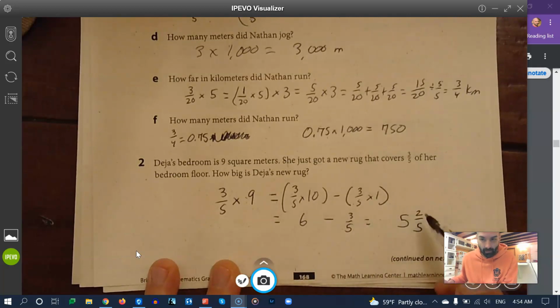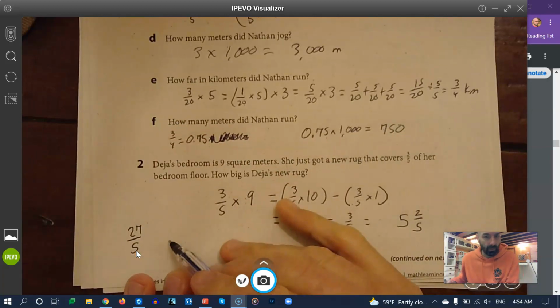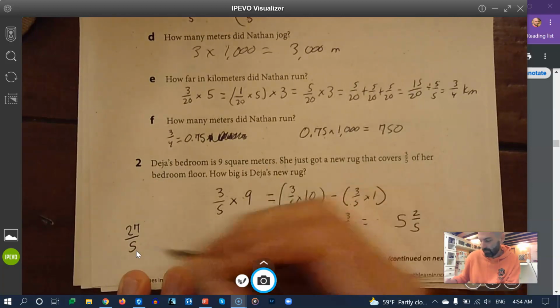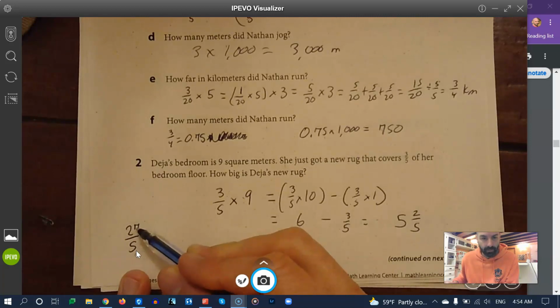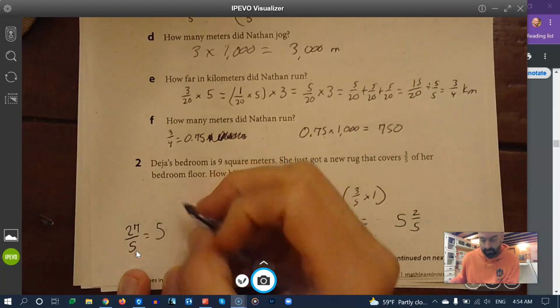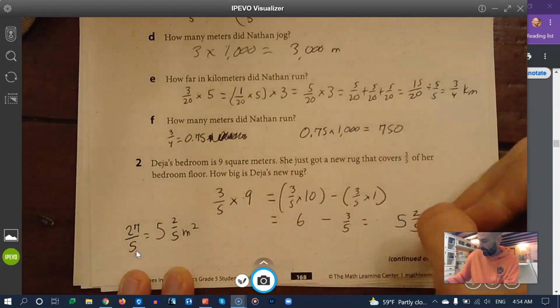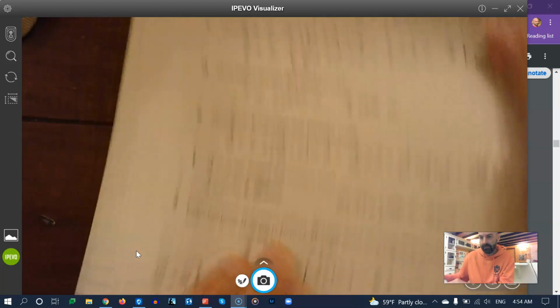And sometimes that's hard to think about. How do I convert that? So let's look at that real quick. You wouldn't want to tell anyone, oh, her rug is 27/5 square meters. No one would really understand what that means. So remember, when we're looking at wholes, that's 5 out of 5 when we have this denominator of 5. And so how many wholes is 27/5? Well, that's 5 wholes, because that's 25/5. And then we have 2/5 left over, square meters squared. So that's our answer. When we're dealing with area, you do need to put the correct units and the squaring.